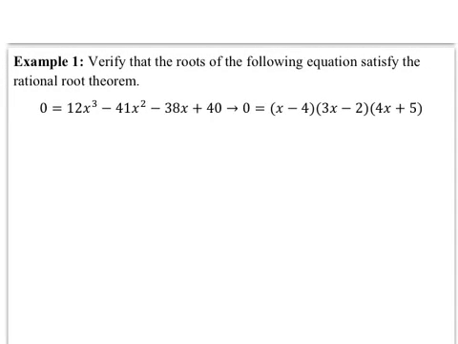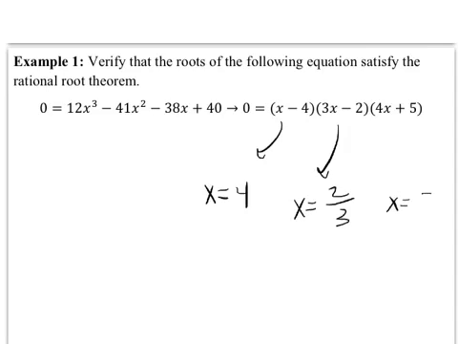So example 1 asks to verify that the roots of the following equation satisfy the rational root theorem. So we take a look at this. We're going to see right away, here's our standard equation, and I'm giving you the factored form. Okay? So first, from this we could see that our roots are going to be x equals 4, x equals 2/3, and x equals negative 5/4. How do we get those? We solve each of those when set equal to 0. So look at those. Well, 4 is really 4 over 1. 2/3 is 2/3, and negative 5/4 is negative 5/4.